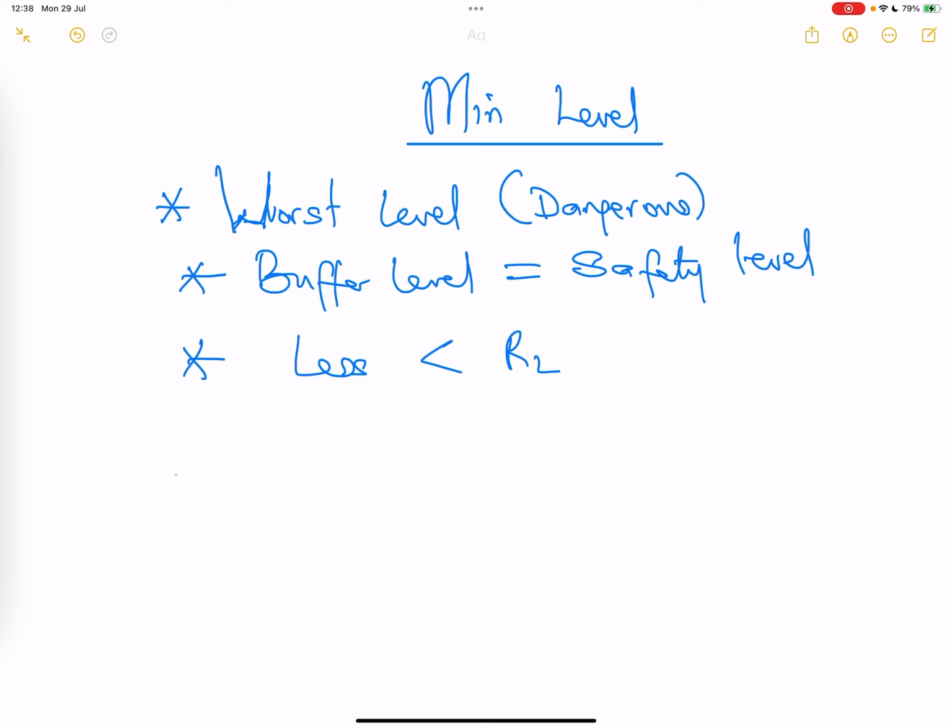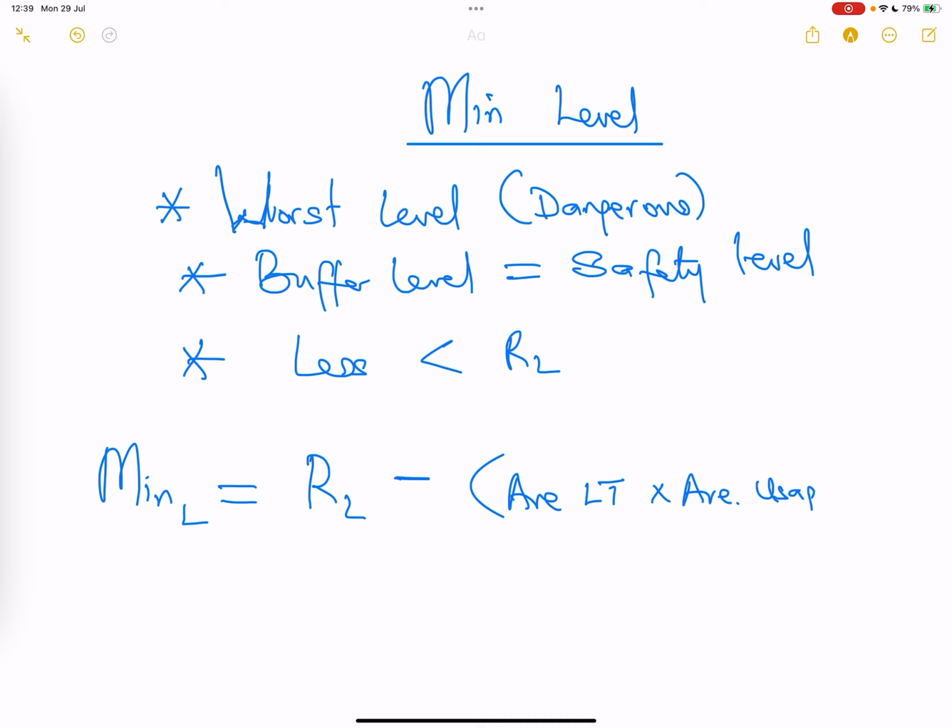So because it's less than reorder level, your min level will start from the formula reorder level, then minus. You must have consumed something, but we don't use minimum consumption, we don't use maximum consumption. Here we use average consumption, and that is average lead time multiplied by average usage. So which means, for us to be able to calculate minimum level, we need to know the average lead time and average usage.